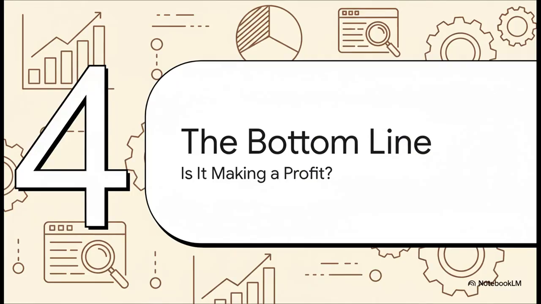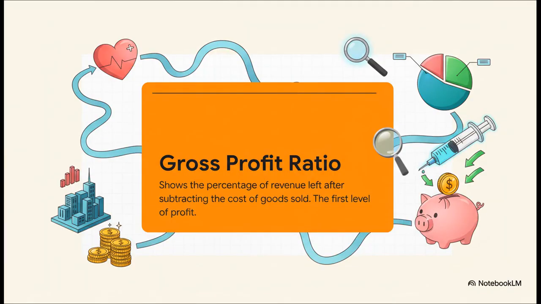And that brings us to our final and maybe the most important question of our checkup. Look, a company can be stable, it can be efficient, but at the end of the day, none of that matters if it isn't hitting the ultimate goal. Is it actually making money? Is it profitable? And the first place we look for that answer is the gross profit ratio.